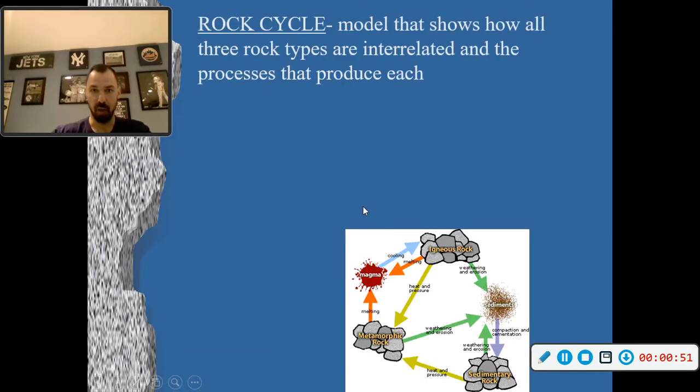All right, so the rock cycle is a model that shows how all three rock types are interrelated and the processes that produce each, because that's the important part of knowing about rocks, is how they form. Where they form and how they form is going to determine a lot about the rocks themselves.